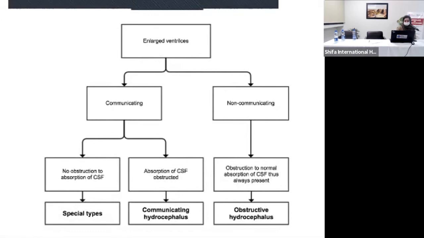Another group is classified into special types. They are a group of conditions with enlarged ventricles, not necessarily known to be hydrocephalus, but they come as a differential diagnosis for hydrocephalus. These conditions include normal pressure hydrocephalus and hydrocephalus ex vacuo, and they have complex but poorly understood CSF flow dynamics.